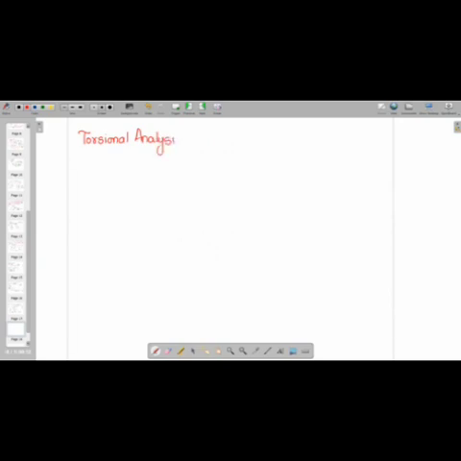We have torsional analysis. We have shear stress analysis. We have limit state, and next one is working stress. So here, torsional analysis is based on skew bending theory. Torsional analysis is based on skew bending theory.